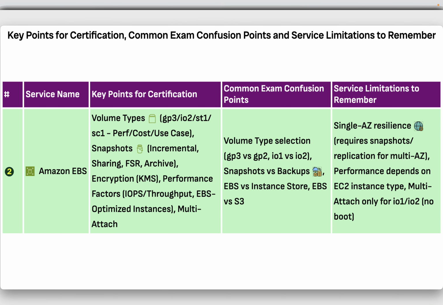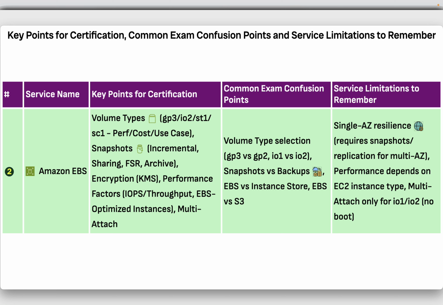Next, we have Amazon EBS. So key points are it has volume types like GP3, IO2, ST1, SC1, and they vary based on performance and cost. Snapshots. So there is an incremental feature. We have sharing. We have archive. Then we have encryption features and their performance factor, and we have multi-attach support also.